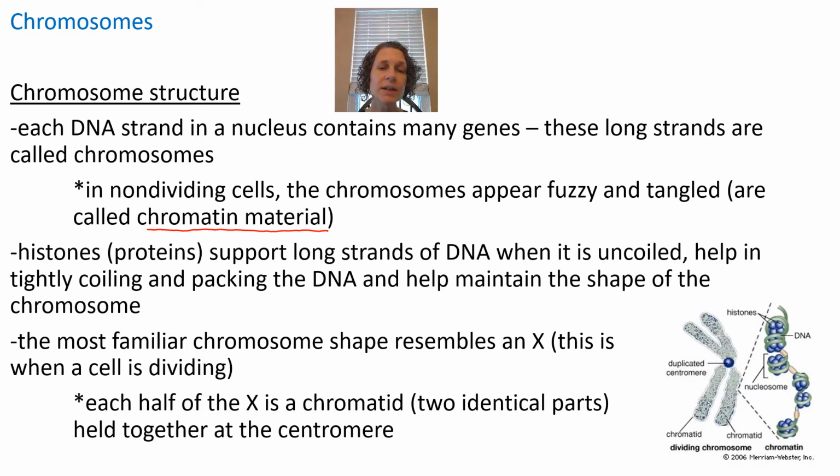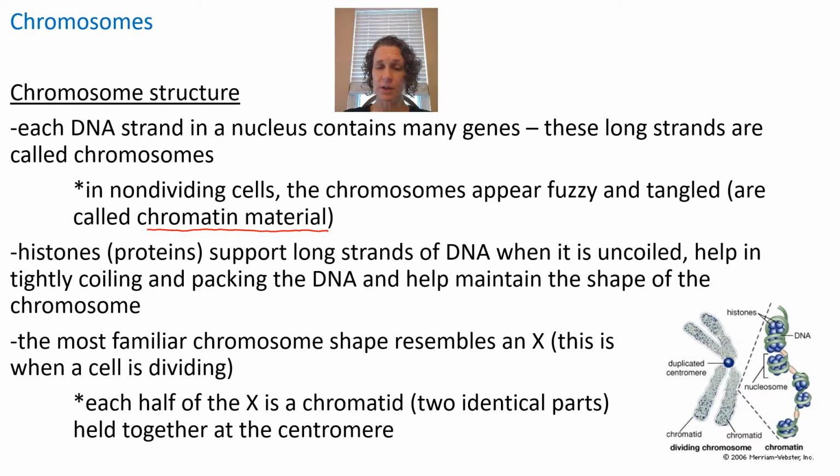Now, within those chromosomes, you do have one very important support structure, and those are called histones. Histones are there to keep the DNA under control. They help support it when it's uncoiled, and even though it looks tangled and fuzzy, they keep everything a little organized. When it does coil up, the histone helps to coil it and pack it, and then helps keep the shape of that chromosome.